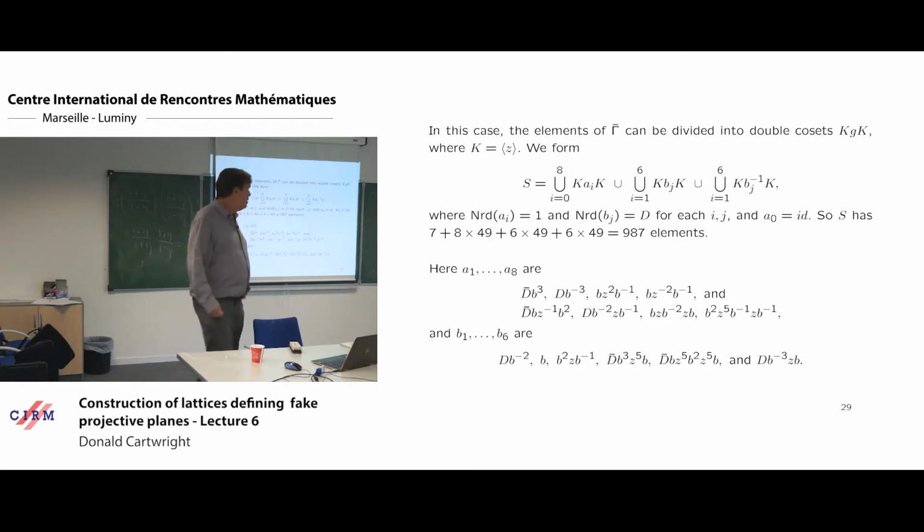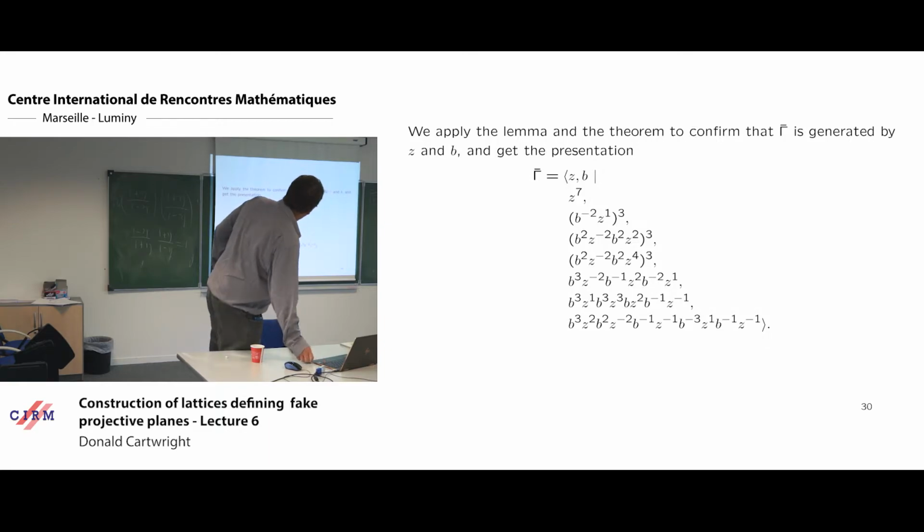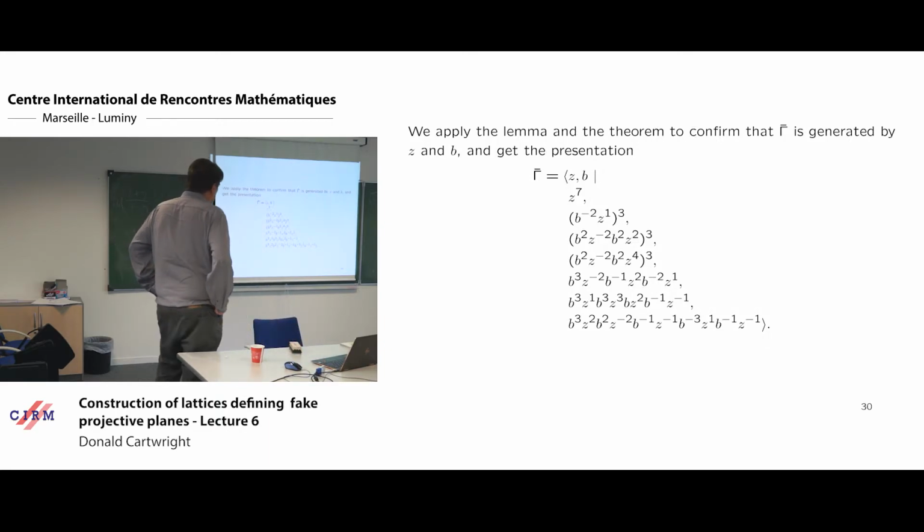Okay. So this is the set S to which the previous talk applies, and you apply that theorem, and you find that gamma bar is indeed generated by Z and B, and you get this presentation. I expect that some of these relations can be removed.